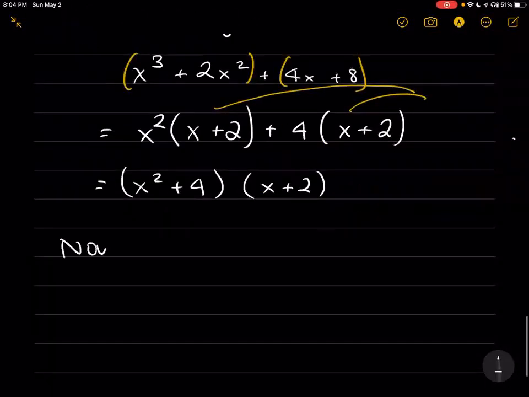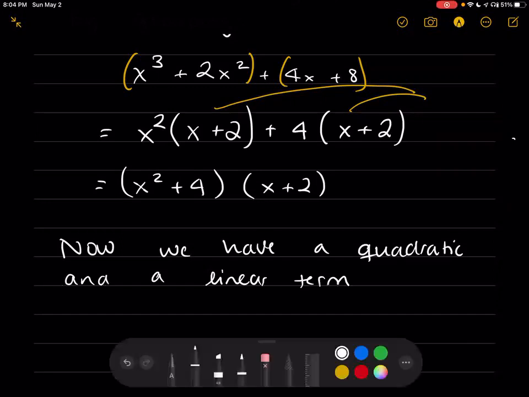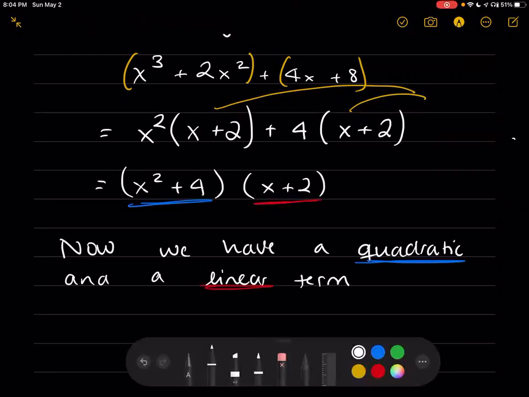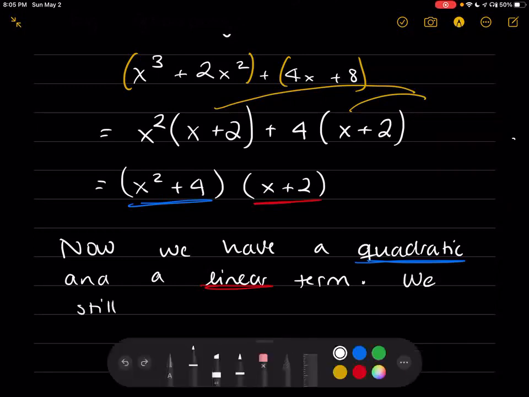So let me write that down. Now we have a quadratic, which is the first one, that's the x squared plus 4, and a linear term, that's the x plus 2. Okay. So the linear term is good. We've got that in the form we want. But now we still need to factor the quadratic.